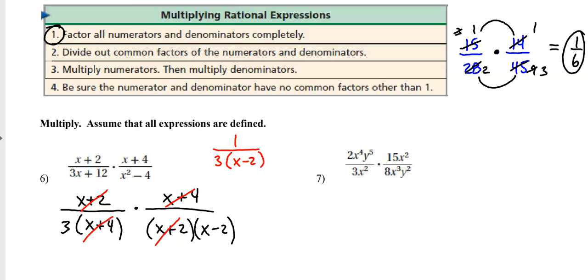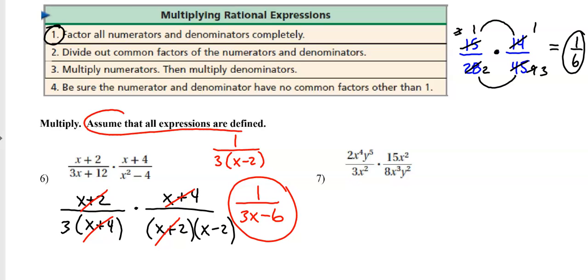Now, you might see it like that, or you might see it where they actually distribute it all the way out, and you'll get that expression there. It said assume that all expressions are defined, so we don't have to do the part about when the bottom is 0. So that's kind of nice. We don't have to worry about that part. But factoring is huge. You always want to factor first. Cross cancel those things out, and then you can go ahead and start multiplying if necessary.